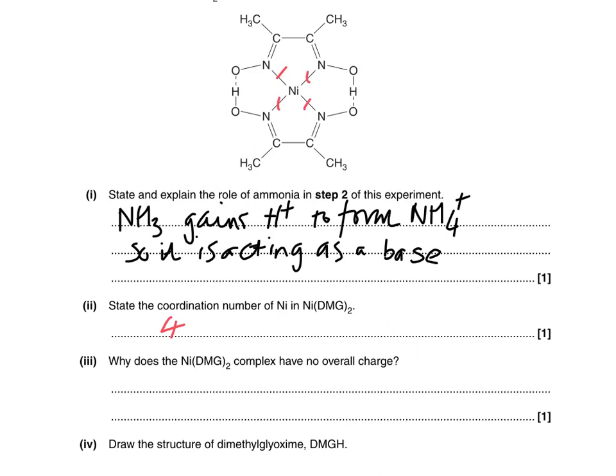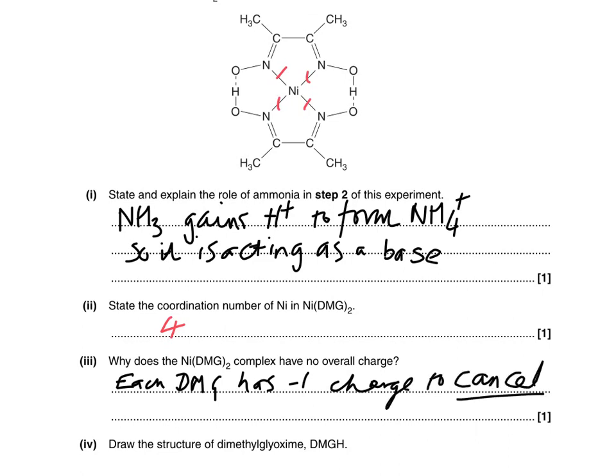Asking us why it has no overall charge. So we know that it's nickel 2+, which means that as we have 2 DMGs, each one must have a -1 charge. So each DMG has -1 charge to cancel out the +2 charge on nickel.